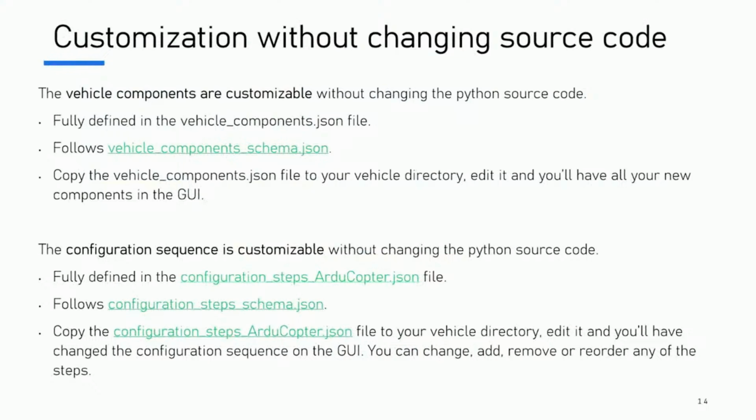So this is about the customization. Customization without changing the source code, because everything is data-driven on those JSON files: the vehicle components, the components themselves, and the configuration sequence. All of these things have a JSON file and a schema for the JSON. So if you want to validate the data, the software validates that with the schema, but you get to see also the schema for the JSON file.